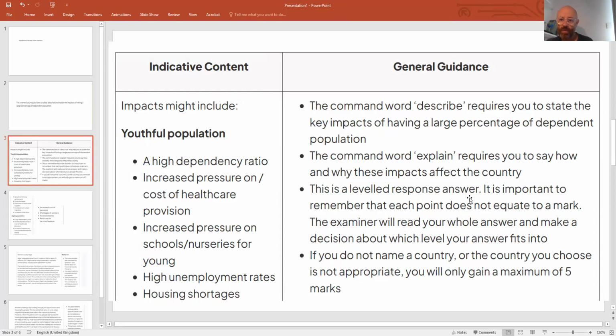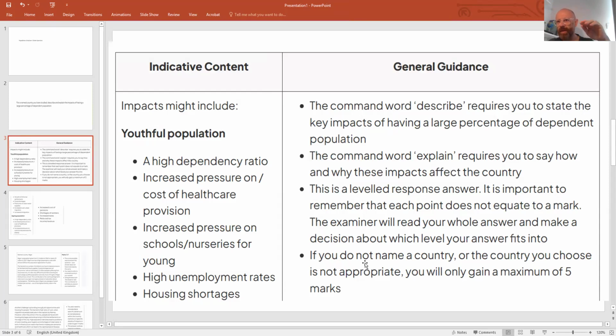This is a levelled response answer. It is important to remember that each point does not equate to a mark. The examiner will read your whole answer and make a decision about which level you fit into. If you do not name a country or a country you choose is not appropriate, you will only gain a maximum of 5 marks if you really know your stuff. But to get maximum, you really need to name and identify your country. Where is it? Is it low or high economically developed based on the question?